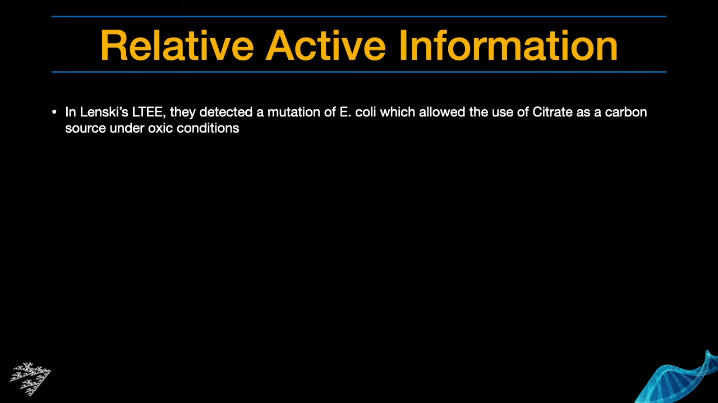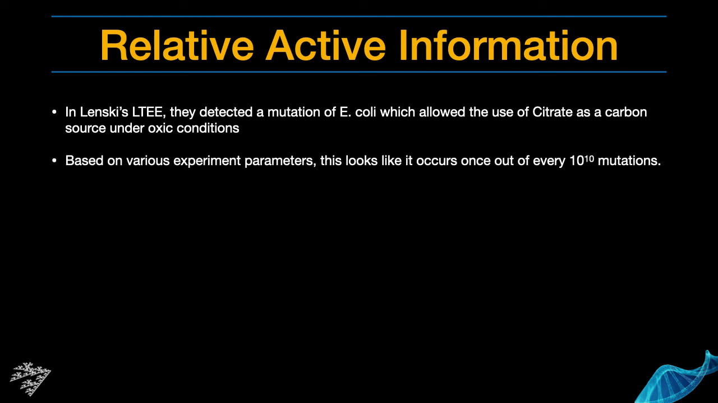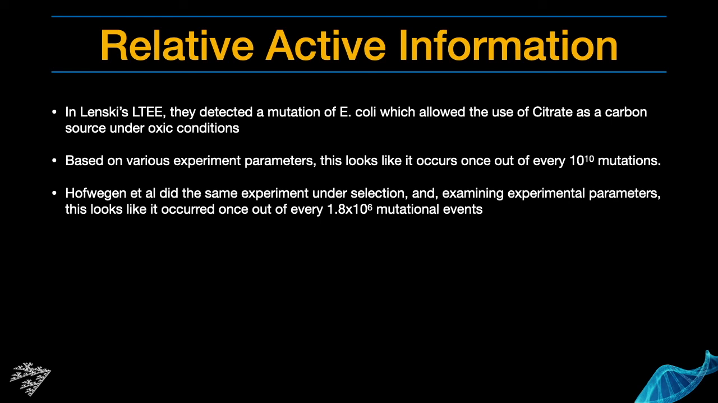They detected a mutation of E. coli, which allowed the use of citrate as a carbon source under oxic conditions. If you look at their various experimental parameters, it looks like it occurs about once out of every 10 to the 10th mutations. But there was another experiment by Hofwegen. In the long-term evolution experiment, these organisms were not under selection, but Hofwegen did a similar experiment under selection, and if you examine their experimental parameters, it looked like it occurred once out of every 1.8 times 10 to the 6 mutations.